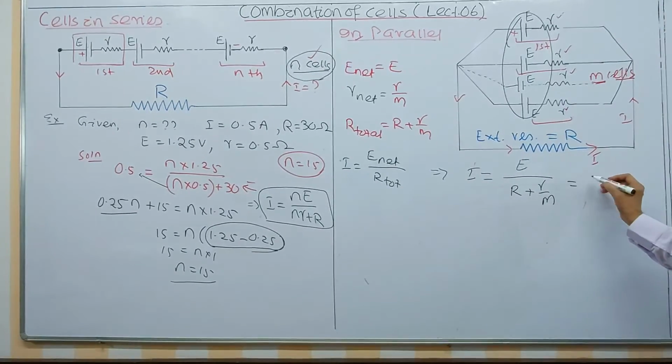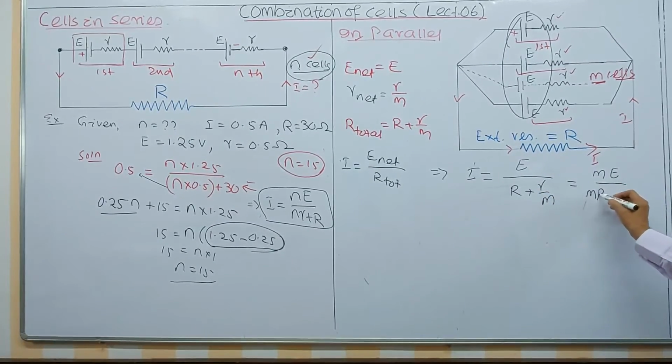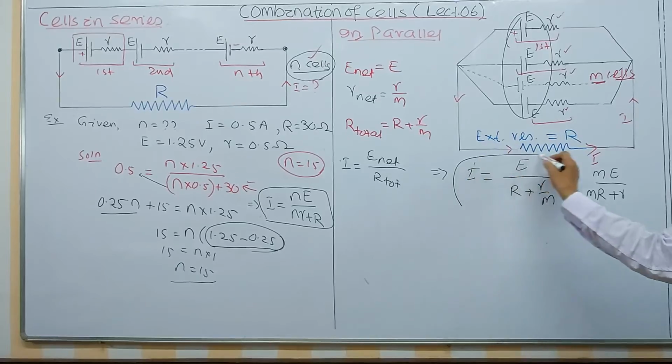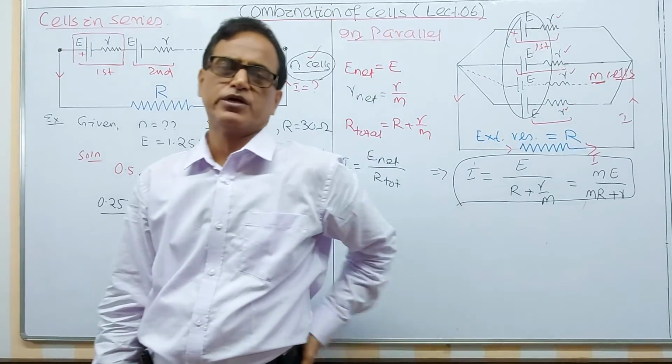If you want, this M can be taken to the numerator: M into R plus R. So this becomes the formula for current in parallel combination. That means in parallel combination, the EMF of each cell will be given, the internal resistance of each cell will be given, and the current will be given. If you are asked to find the number of cells required, M will be the number of cells. So here there are 5 data, and if 4 are given, the fifth one can be calculated.